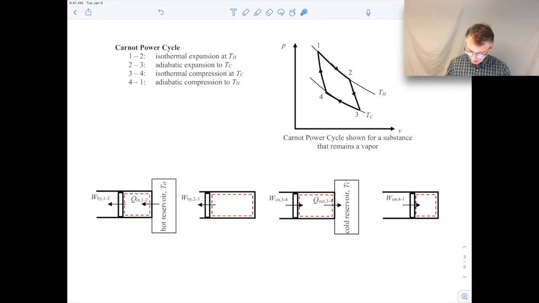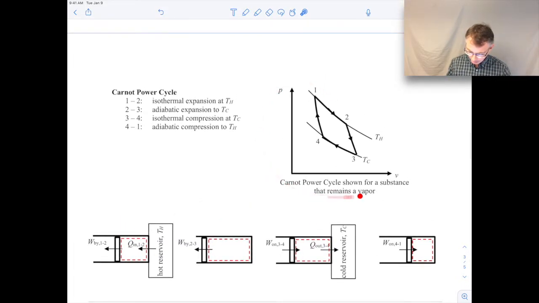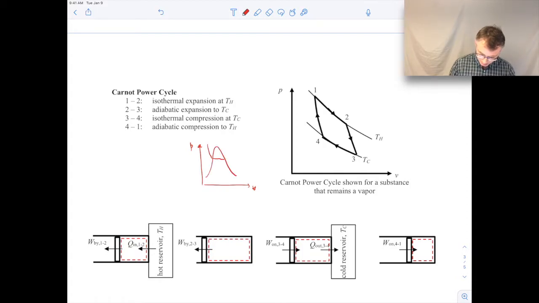On the PV plot shown right here, I'm showing this plot specifically for a substance that's a vapor. If you remember, let me sketch this out for a substance where we have a vapor dome, and let me show an isotherm, so T equals a constant. What we're doing is operating out in the superheated vapor region, so like out in here.